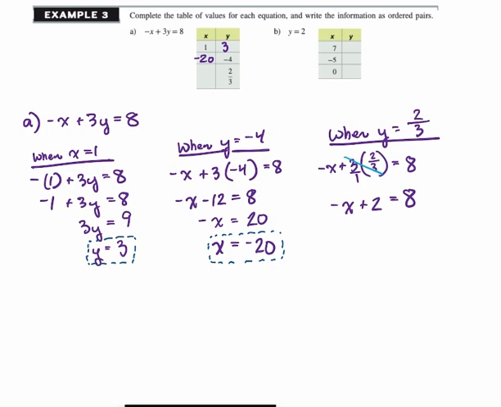Now we just need to solve for x. So I'll subtract the 2 over. So negative x equals 6. And then I'll need to move the negative over. So x equals negative 6. So that will go here. So now we have 3 points. And later on we'll see about plotting these points and then producing a line.